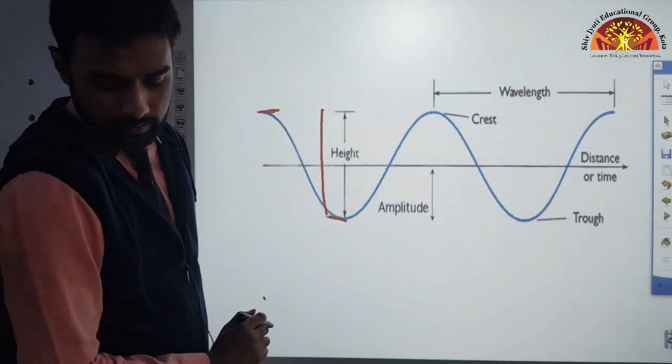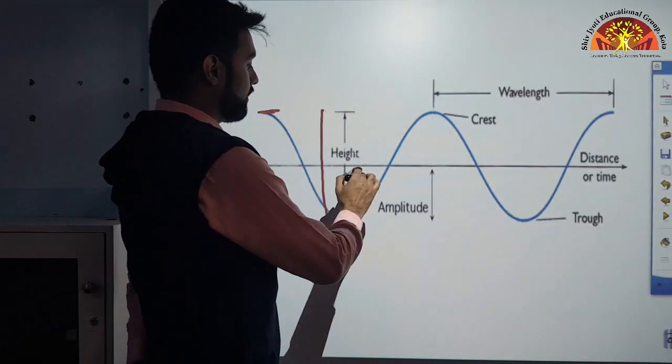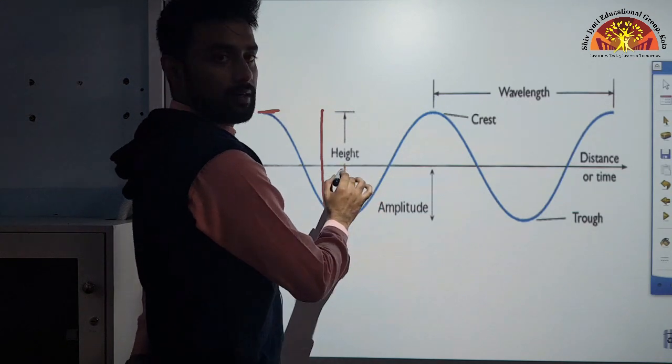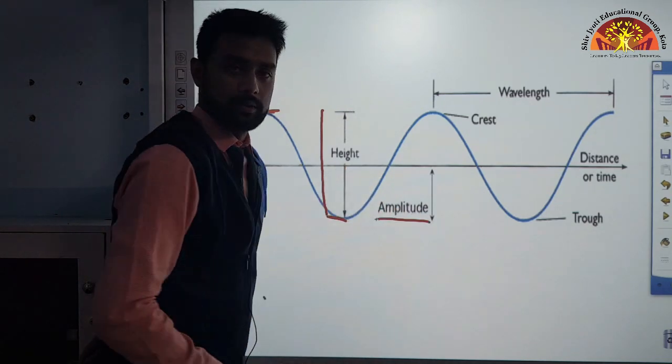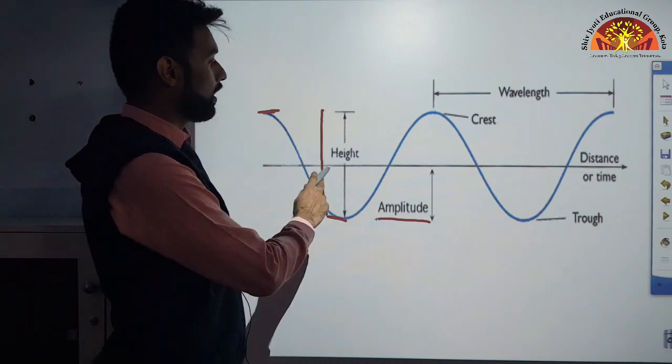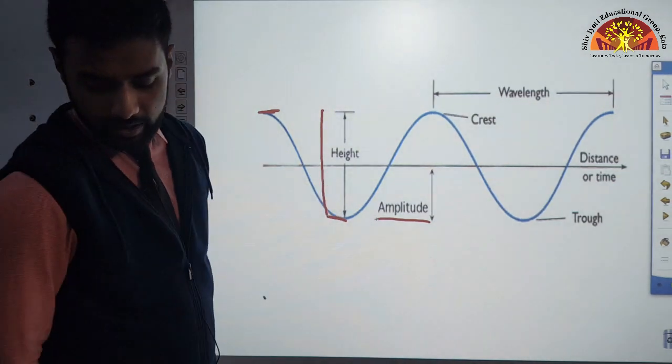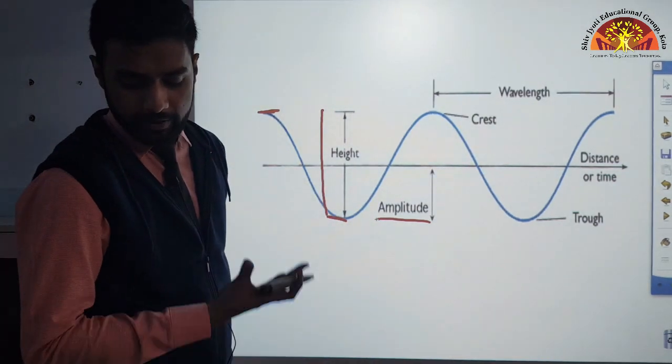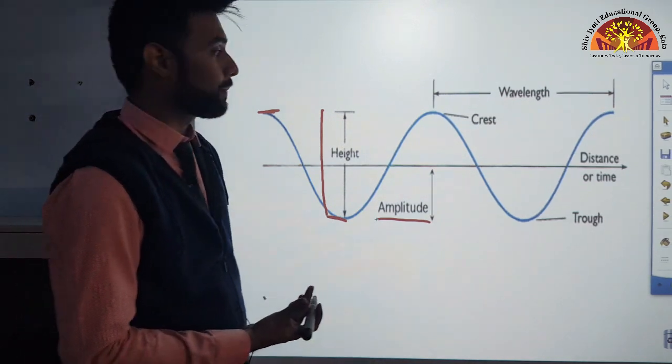Now, wave amplitude is one half of the wave height. When we divide the wave height, we get amplitude. That is the wave amplitude, which is half of the height. Then we have wave period. It is merely the time interval between two successive wave crests or troughs as they pass a fixed point.